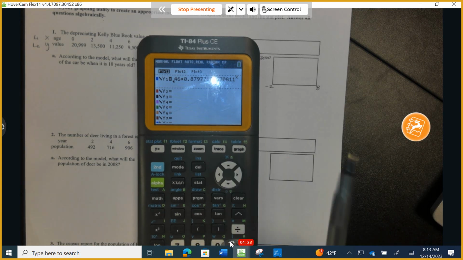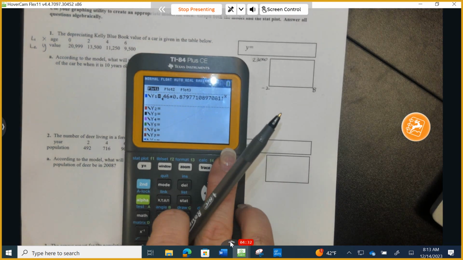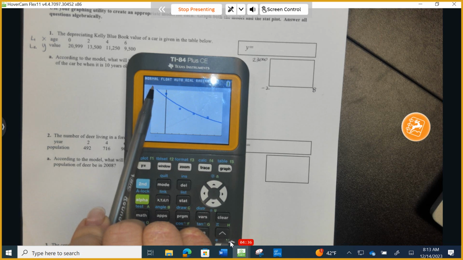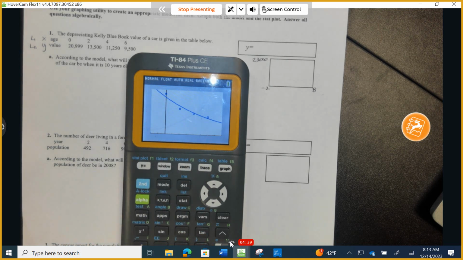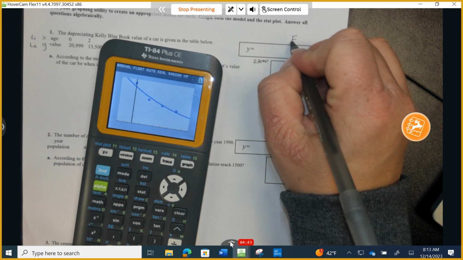Now let's hit graph and see if this line, it's not going to perfectly go through all the points. That's not the objective of it. It's going to take like the average of those. And I can see this is a great model of the data points that I have. So I do believe this is exponential. The first thing I'm going to do is I'm going to come off the side and I'm going to write exponential.